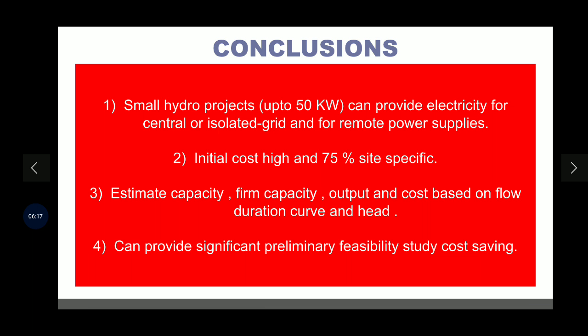So here's the conclusion. First, small hydro projects up to 5 kilowatts can provide electricity for central and isolated grids and for remote power supplies. Initial cost is high and 75% is site specific. Estimate capacity, firm capacity, output, and cost based on flow duration curves. And the fourth point, which is the most important, is that it can provide significant preliminary feasibility study cost savings.